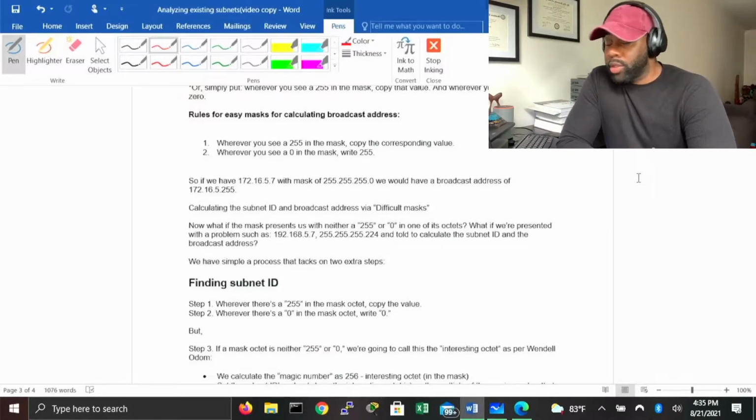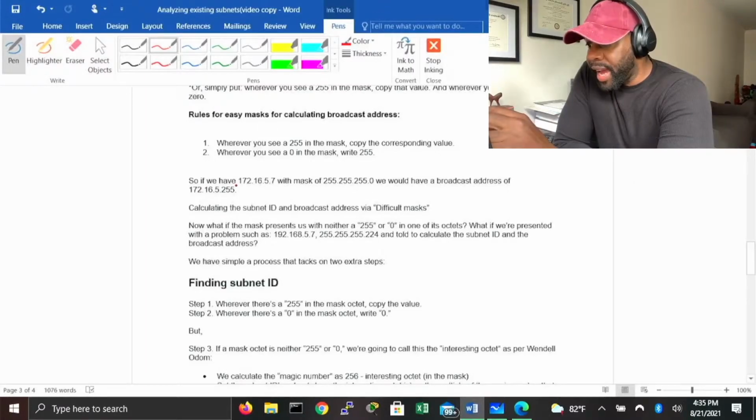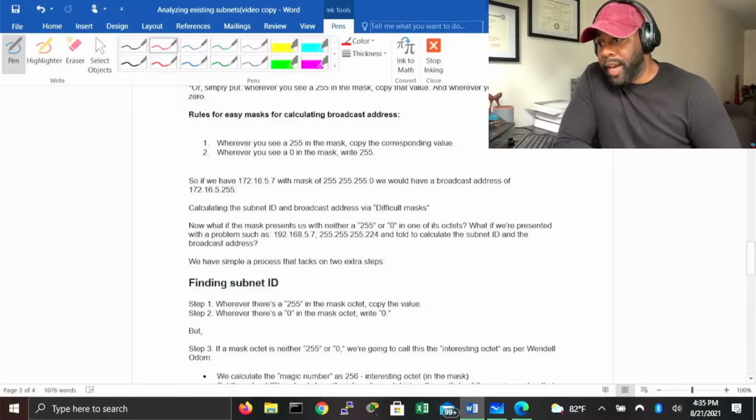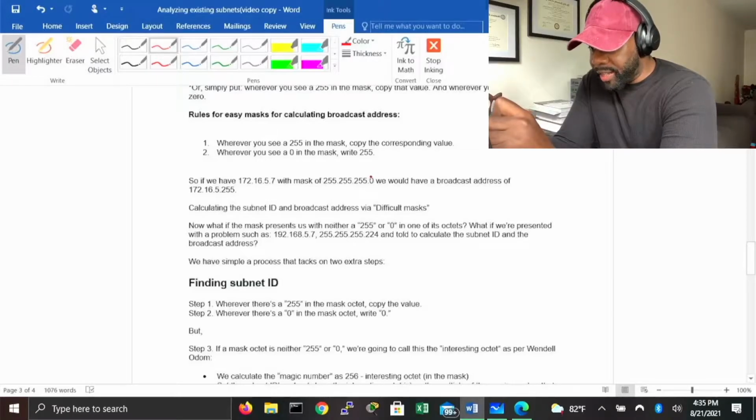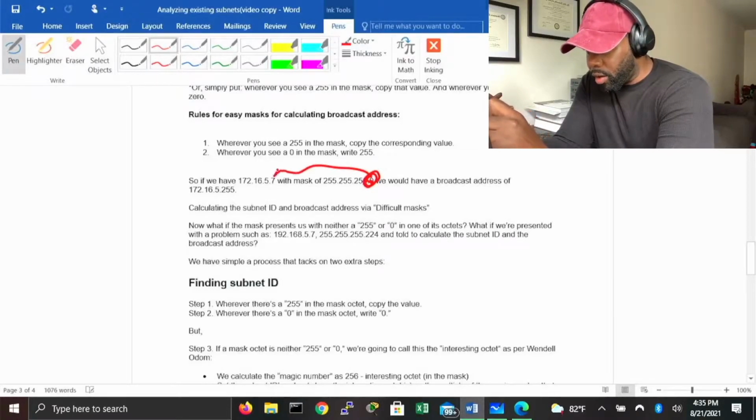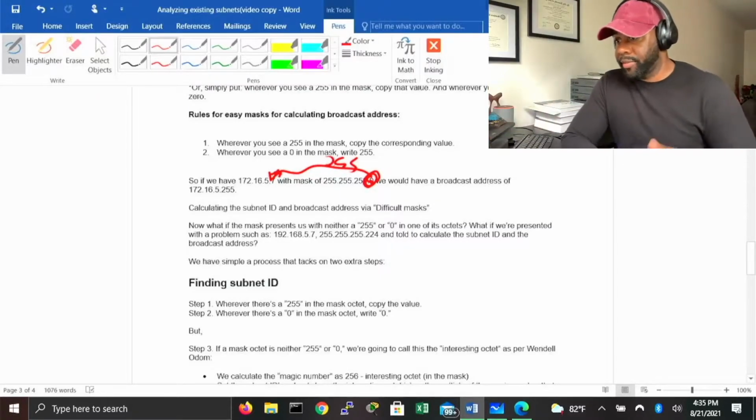Rule number 2, or step number 2, however you want to label it: wherever you see a 0 in the mask, write 255. So here we go. If we have 172.16.5.0 with a mask of 255.255.255.0, we would have a broadcast address of 172.16.5.255, because we see that 0 is right here and corresponds to that. Boom. We make that 255.